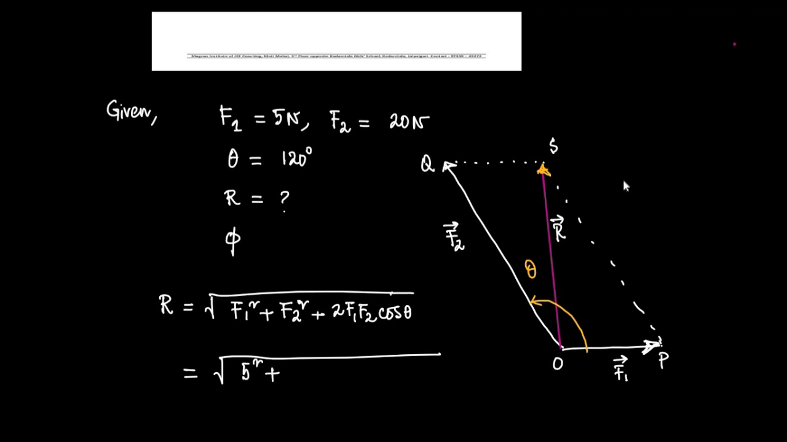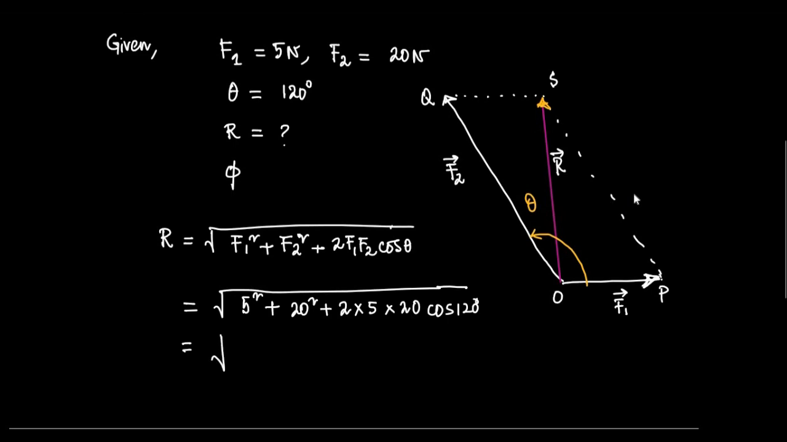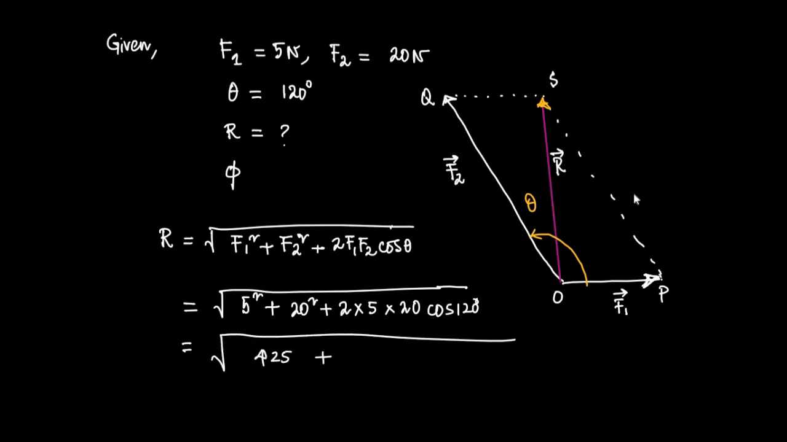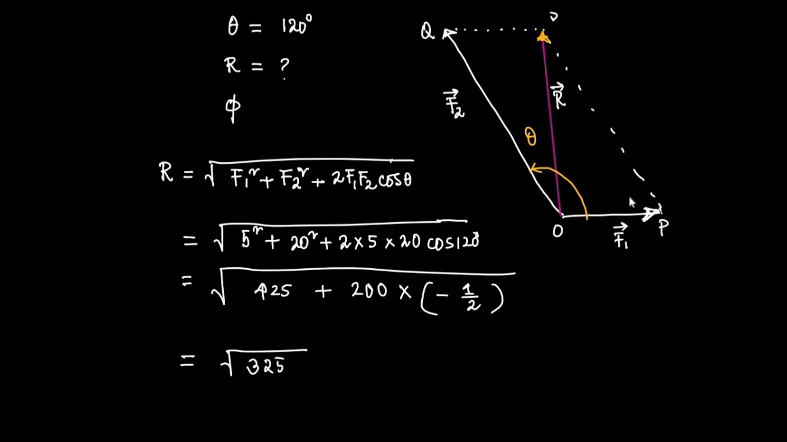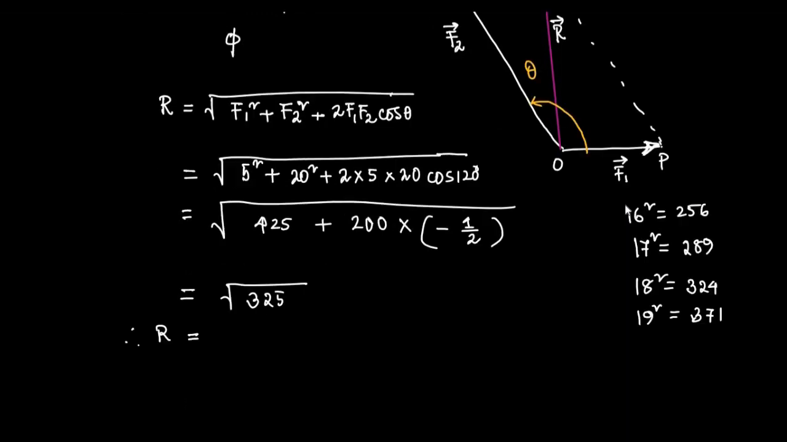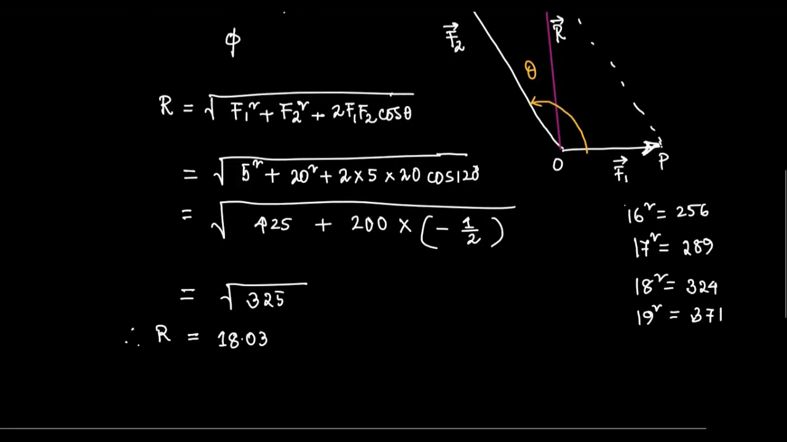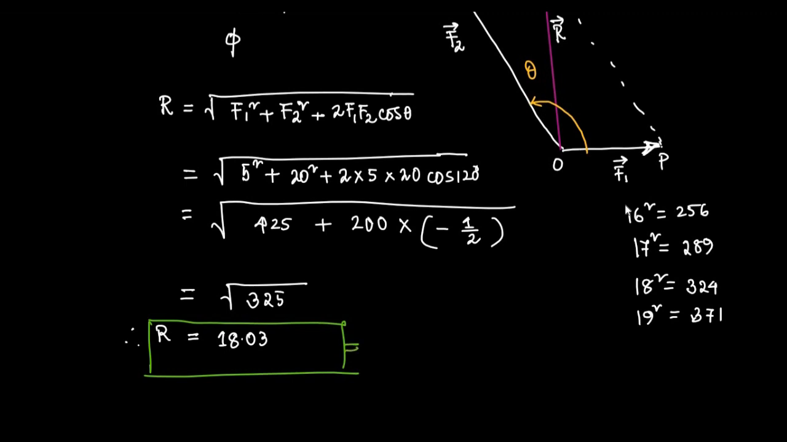R is equal root over 5 square plus 20 square plus 2 into 5 into 20 into cos 120 degree, is equal to root over 425 plus 200 into minus half, where cos 120 degree is minus half, is equal to root over 325. Therefore, R is equal to 18.03 Newton.